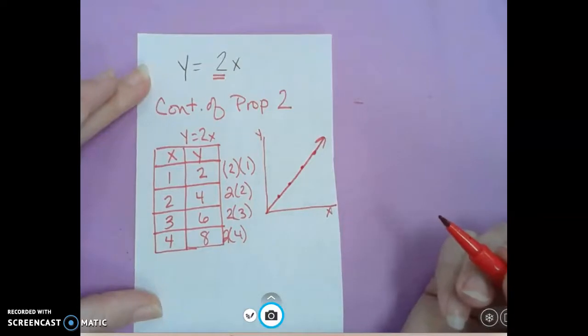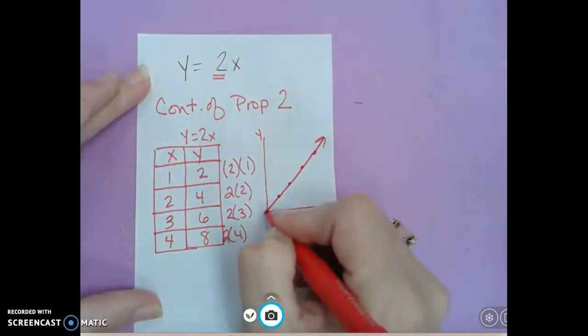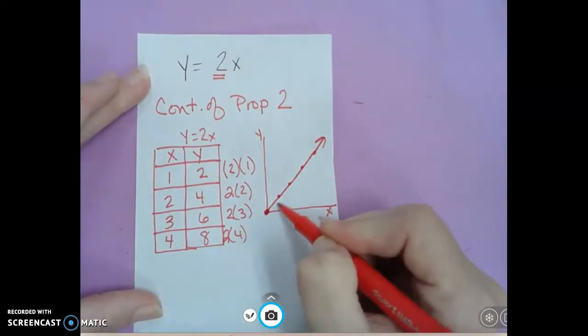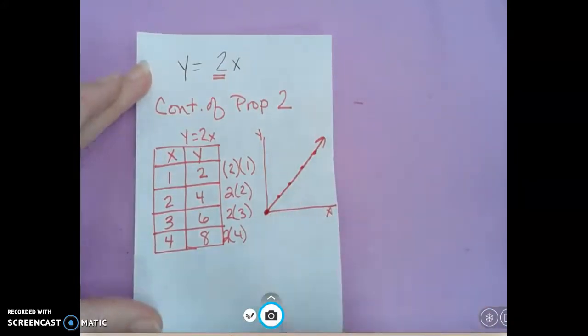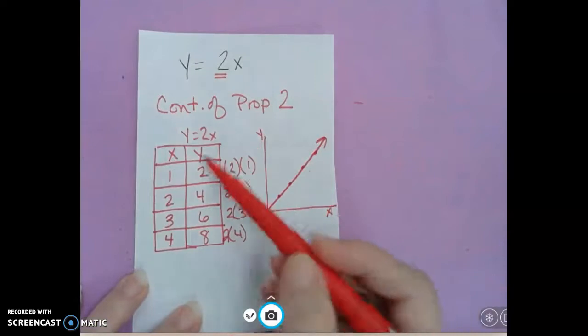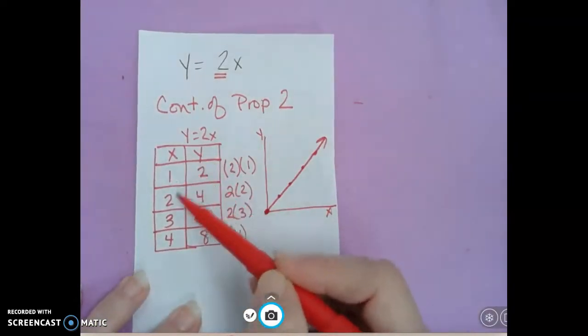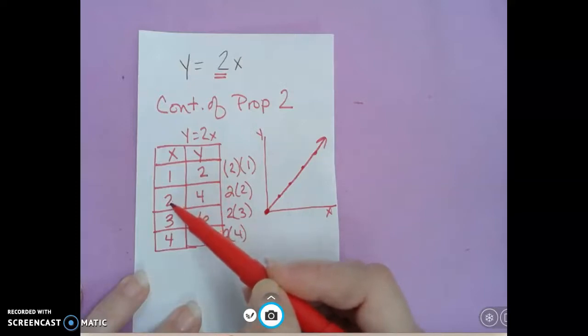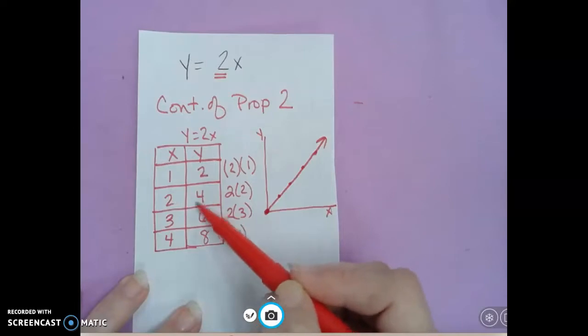And that graph goes through 0, 0, which is called our origin. Anytime a graph goes through the origin, it is considered proportional. And remember, we can also check to see if it's proportional. We cross-multiplied our diagonals, like 1 times 4 is 4, and 2 times 2 is 4. And then we did 2 times 6 is 12, and 4 times 3 is 12.